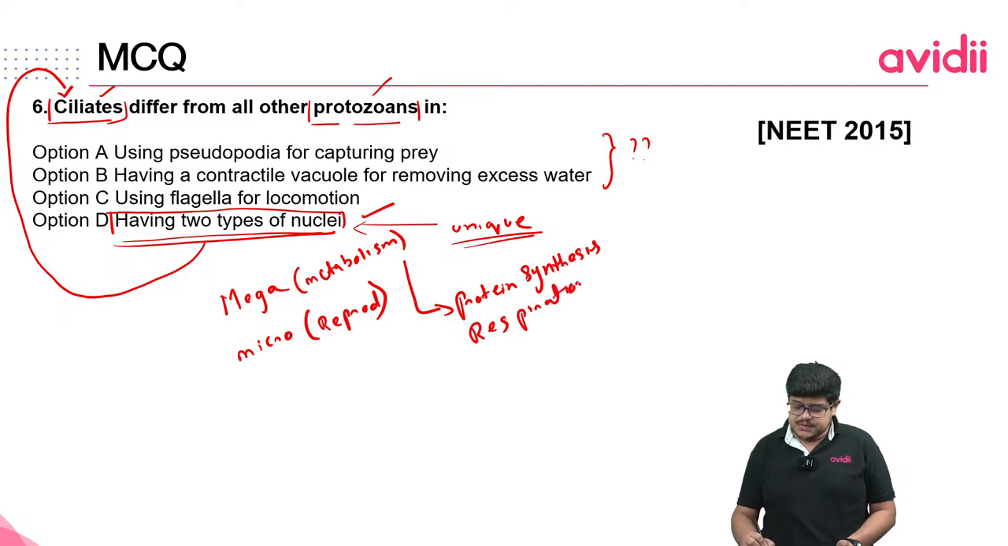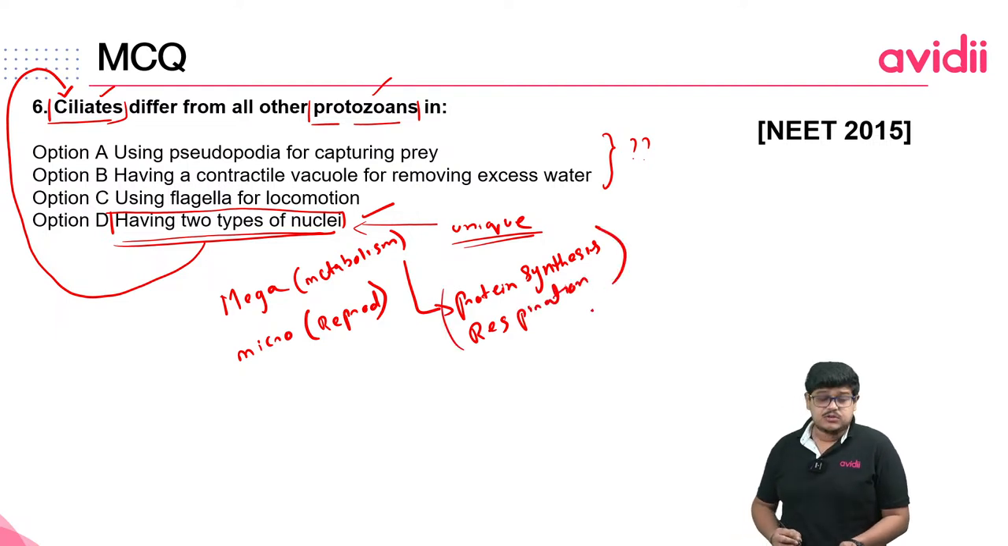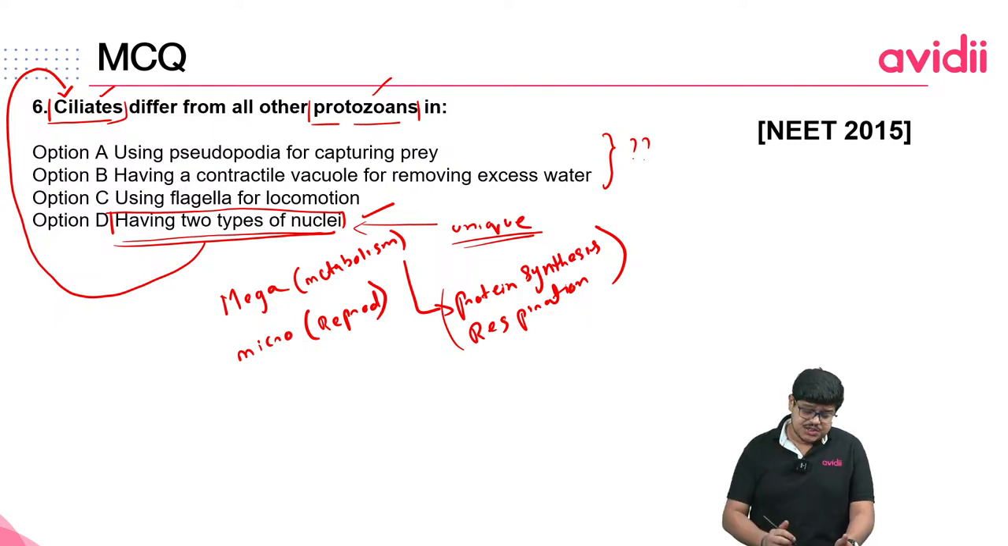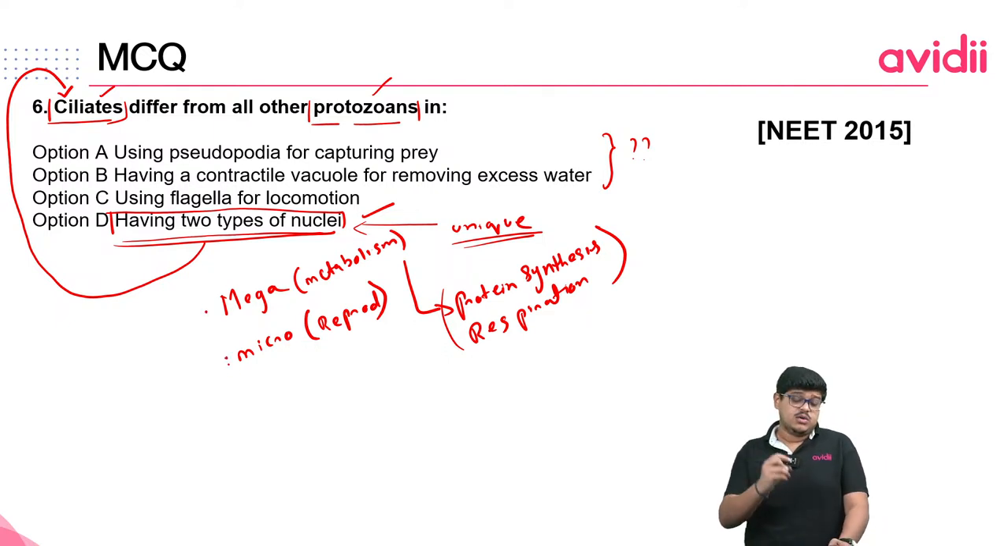Respiration mein kaam aa sakta hai. All these other processes by which the mega nucleus perform. So ye dono cheez yaad rakhna, mega ho gaya, micro ho gaya, uniqueness hai ciliates ka. Thus the question has been added.